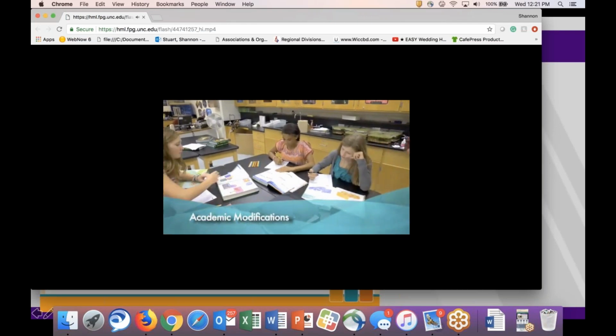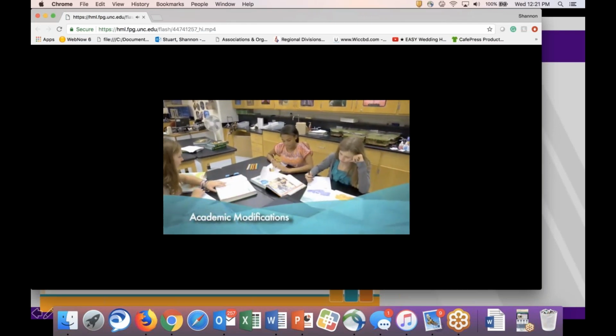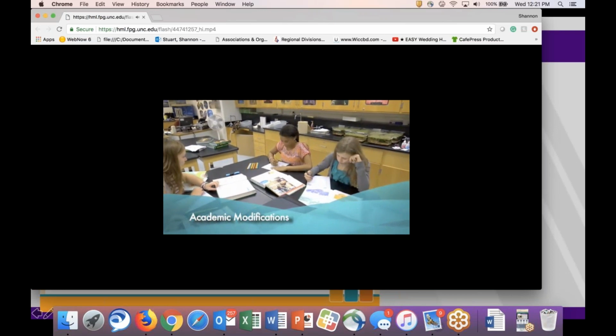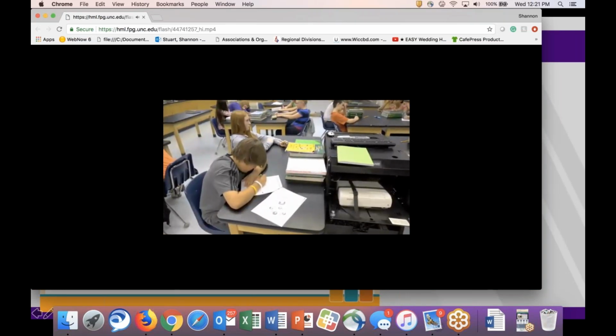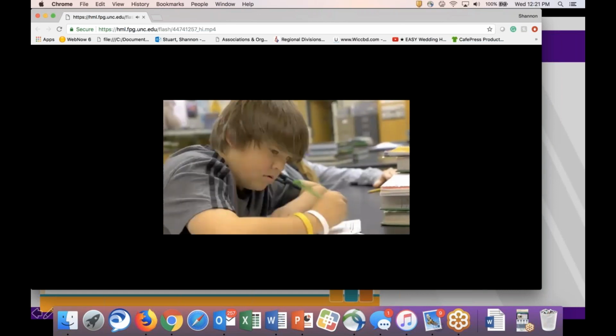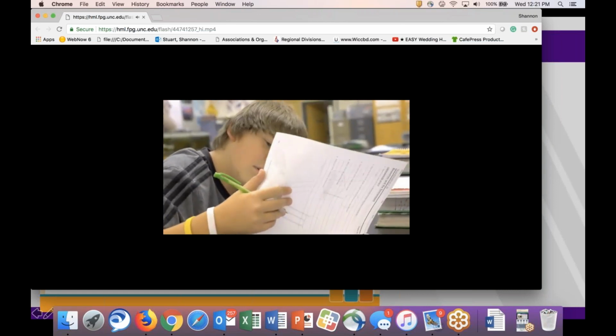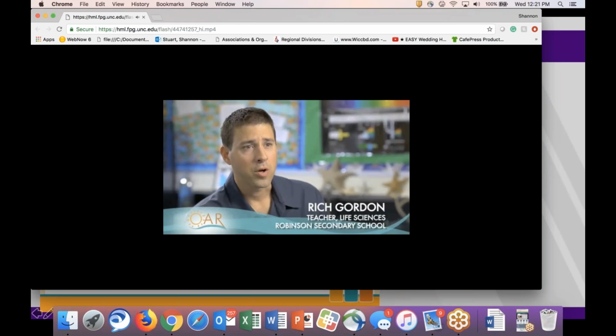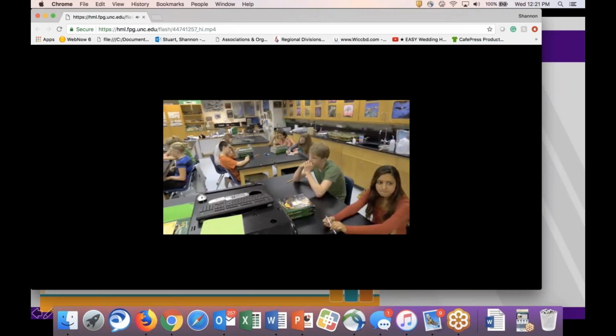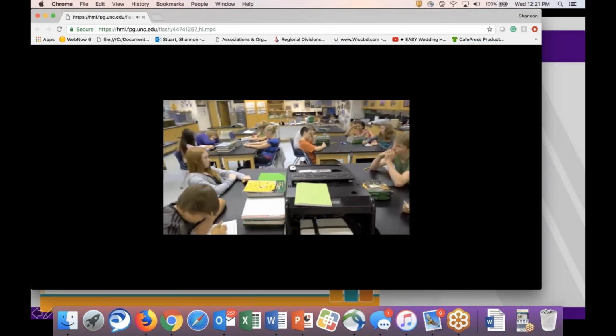A second strategy for teachers is to make academic modifications, adapting the content or format of assignments to meet the student's specific needs. Academic modifications can range from read aloud directions on tests, extended time on assignments, long-term assignments if they're having trouble doing them at home. Whatever they need, I'm going to provide for them, and I'm going to be patient with them.